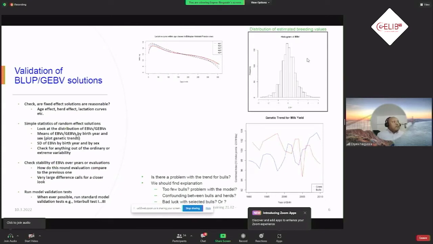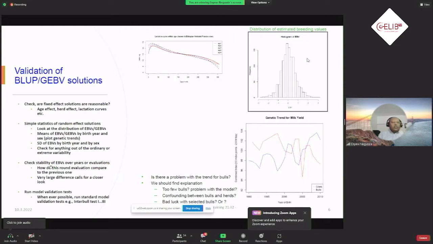Are the means of EBVs and GEBVs by birth year of the animals right? Do they make sense? In the breeding value solutions, the standard deviation of EBVs by bulls and cows, do they make sense? And in addition to that, also check the standard deviation of EBVs by birth year and by bulls and by cows. And the whole objective here is to see if there is something out of the ordinary, extreme variability.